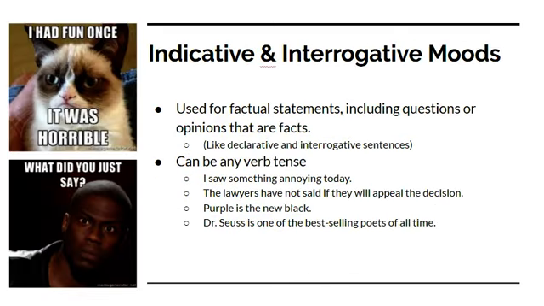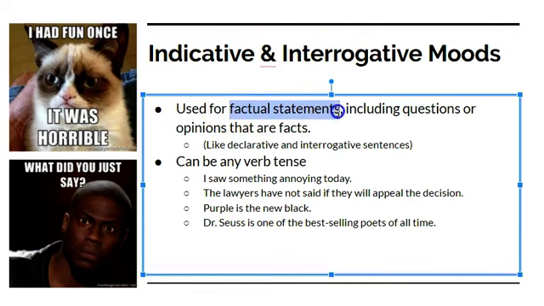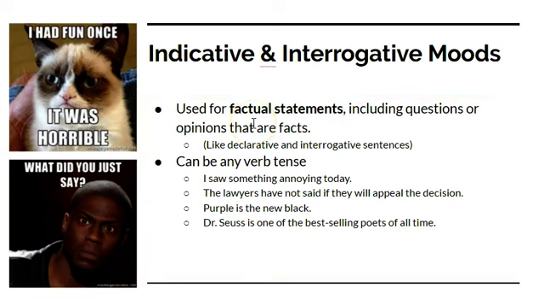Here we go. The first and easiest 2 moods are indicative and interrogative. Indicative mood is used for factual statements, including questions or opinions that are facts. An interrogative mood is some sort of factual or realistic question. Okay? So interrogative automatically is just a question. That's easy. And indicative ones are like the 4 right here.